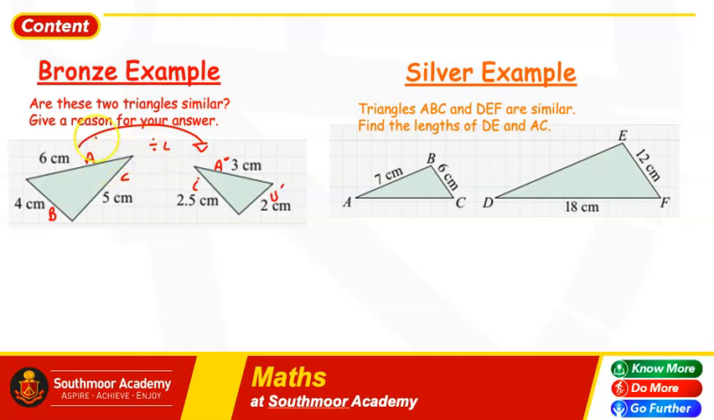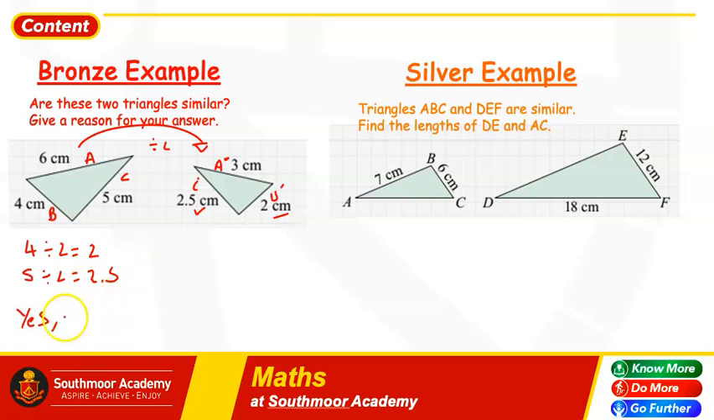Now I'm going to see if that works for all of my other ratios, so if that works for B. 4 divided by 2 is also 2, so that one works. And 5 divided by 2 gives us 2.5, so that one also works. So based on that, I can say yes, my triangles are similar.